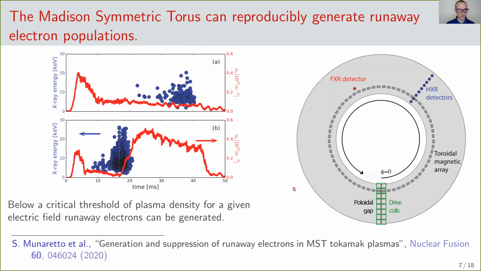So the Madison Symmetric Torus is able to routinely and reproducibly generate electron populations by operating at very low densities. So just illustrating here, as they go to low density, you start to see the X-rays detected from runaway electrons. And here, as they increase density in the presence of runaway electrons, it increases collisionality and stops them and removes that population.